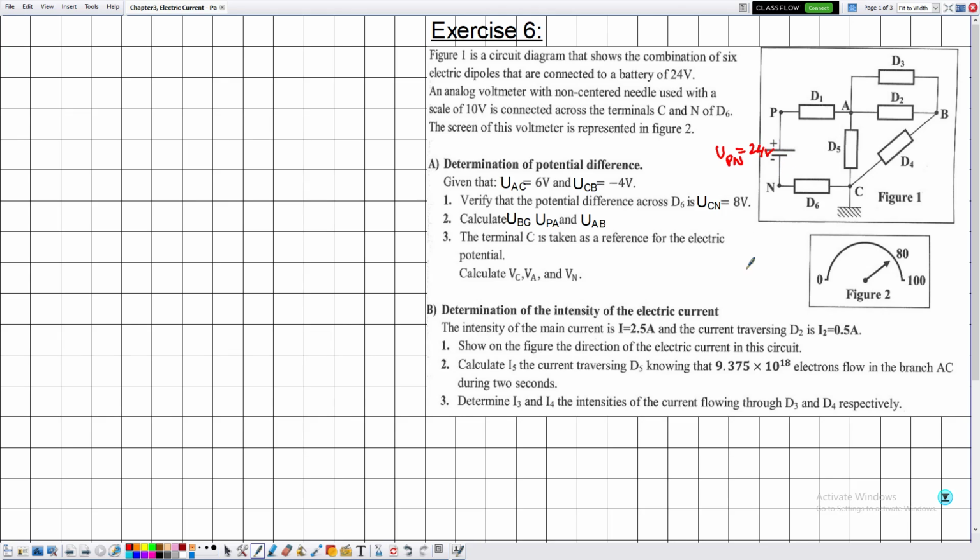An analog voltmeter with non-centered needle used with a scale of 10 volts is connected across the terminals of C and N of D6. The screen of this voltmeter is represented in figure 2. So they mentioned figure 2, now we can also use it. So also it's better to write the scale under the figure. Now this measures either UCN or UNC, and this depends on the COM terminal.